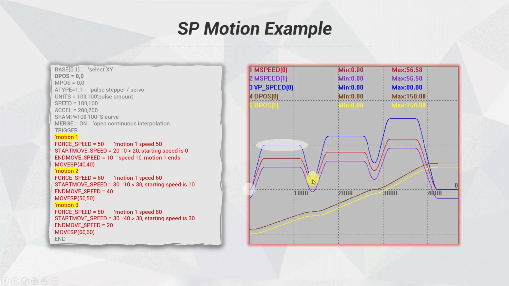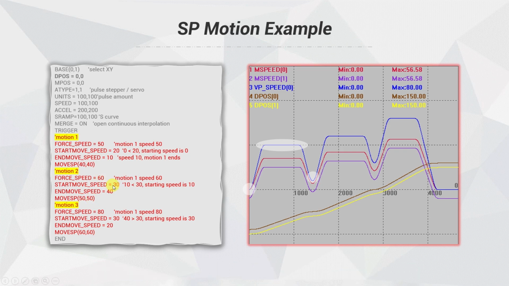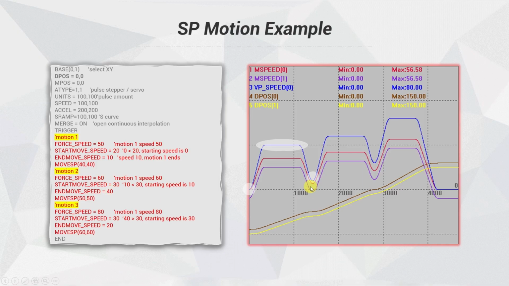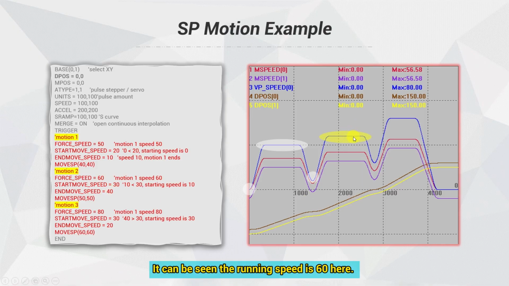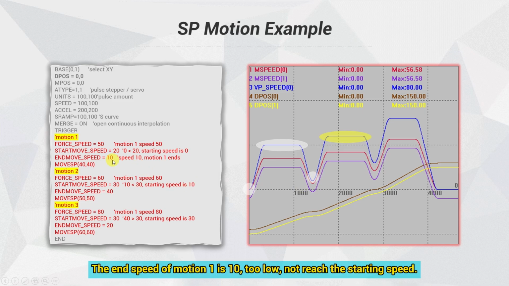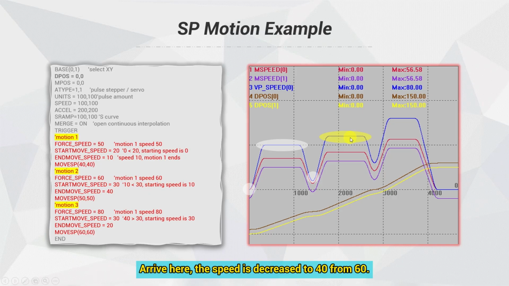Motion 1 ends. Motion 2: move 50 in X and Y separately, and the speed becomes 60. Starting speed is 30, and end speed is 40. It can be seen the running speed is 60 here, because 1Y scale means 50. Also, the starting speed is not used. The end speed of motion 1 is 10, too low, so it does not reach the starting speed. Arriving here, the speed is decreased to 40 from 60.